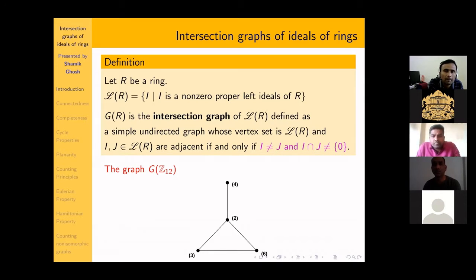A similar case happens for 4 and 6: 6 generates 0 and 6 only, and 4 generates 0, 4, 8. So the only intersection is 0, right? So these are not adjacent. In this way we form the graph: whenever ideals have a non-zero intersection, we join them by an edge. 2 and 3 have a non-zero intersection, 2 and 6 have a non-zero intersection, and 3 and 6 have a non-zero intersection, so they have the edge. So typically, it is a graph formed by the ideals of the ring, right?